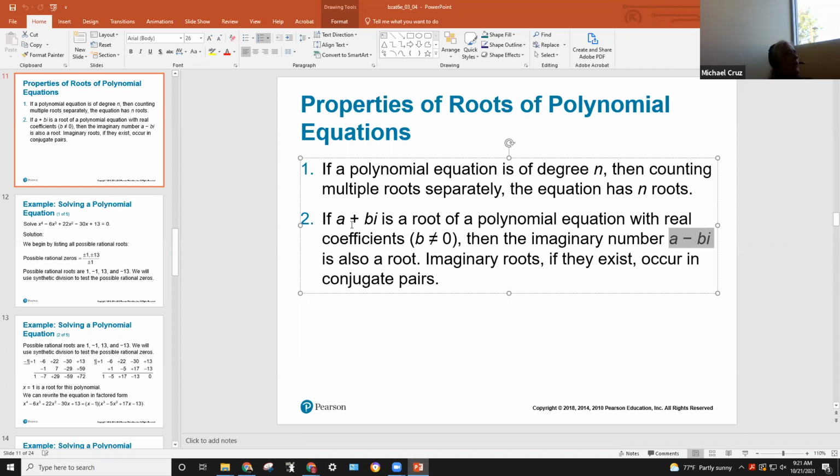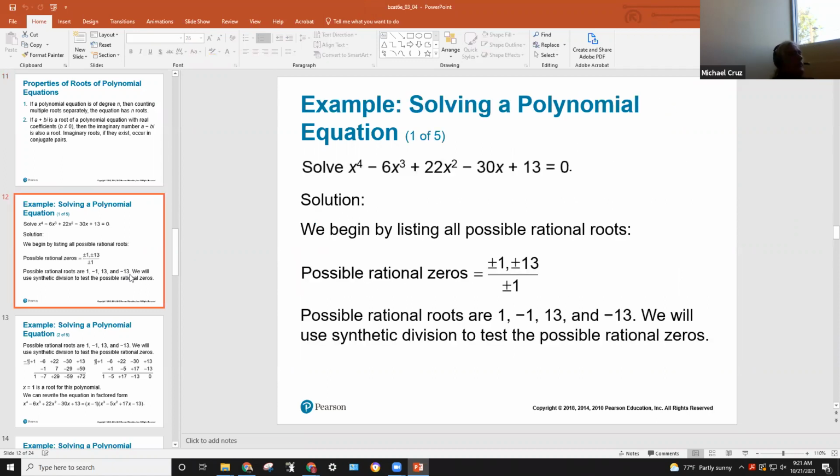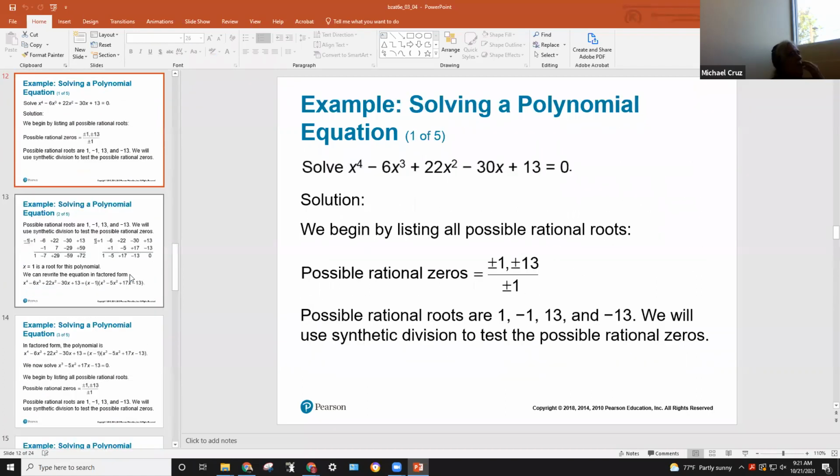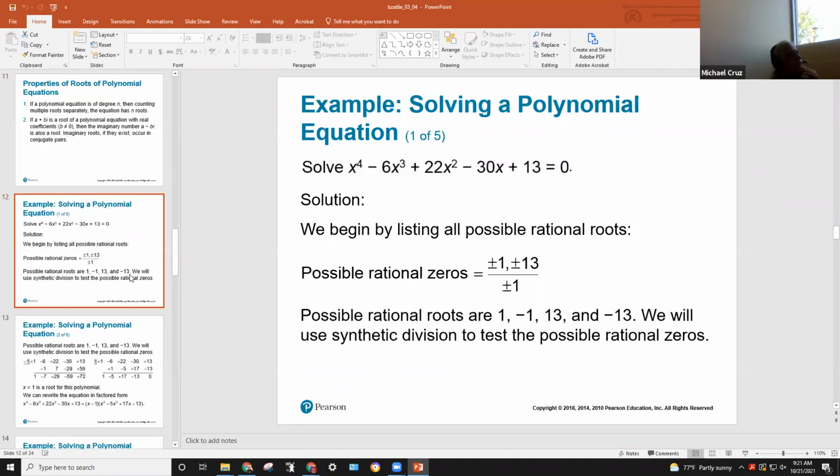In other words, if you come up with a plus bi or a plus i, then a minus i will also be a solution. So you get two for the one kind of thing. So anyway, let's go on this one and then I'll go to the board and do a fresh one by hand. All right, so here's one here.